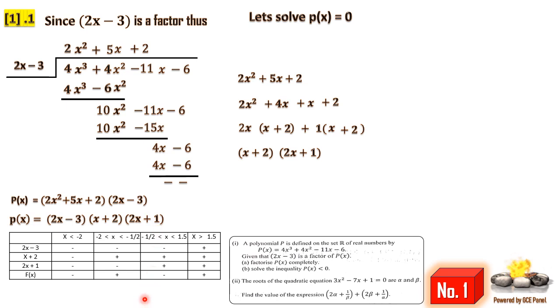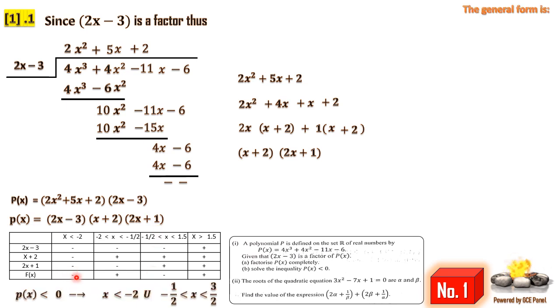So now to solve the inequality, p of x is actually less than 0, we are going to take the values with the negative signs, okay? So here, p of x less than 0 implies x is less than negative 2, union for this interval, x lying between negative a half and 1.5 or 3 on 2. So this is the first part of this question. If you have done all of this correctly, then you should have all the marks for this first part.